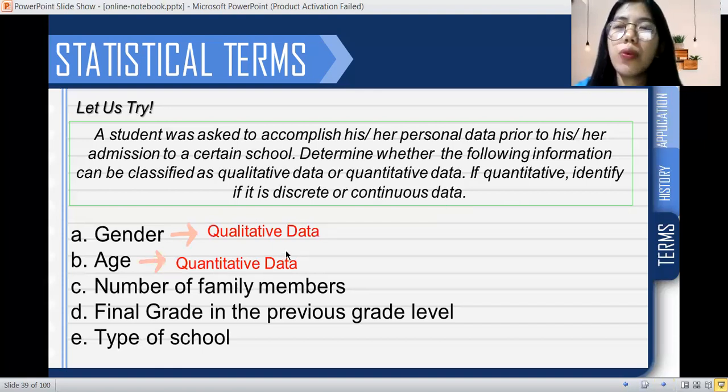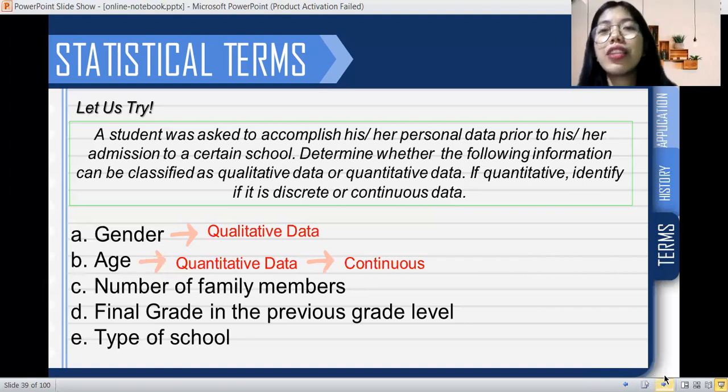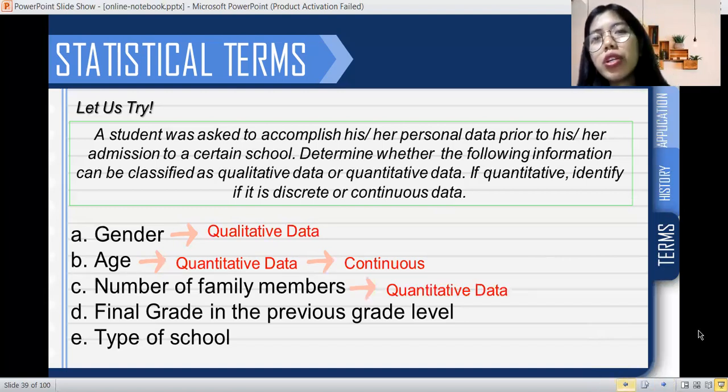Anong klase siya ng quantitative data? Is it discrete or continuous? Kung yung answer mo ay continuous, then you are correct. Dahil pwedeng yung age natin, pwedeng 11 years and 11 and a half years, ganyan, or 11 years and 6 months, ganyan po. So, pwede po siyang may fraction or decimal yung age natin. And sa number of family members, it is a quantitative data since we are talking about numbers again. And it is a discrete.